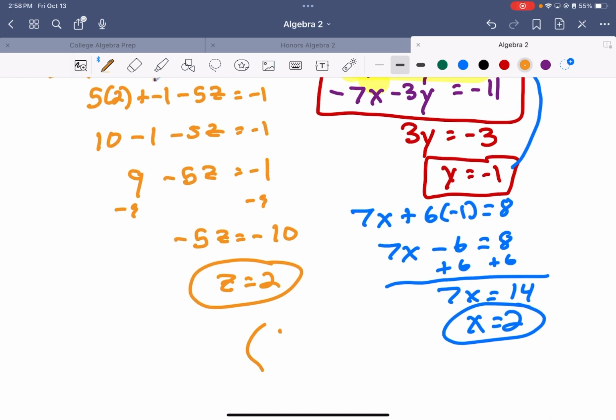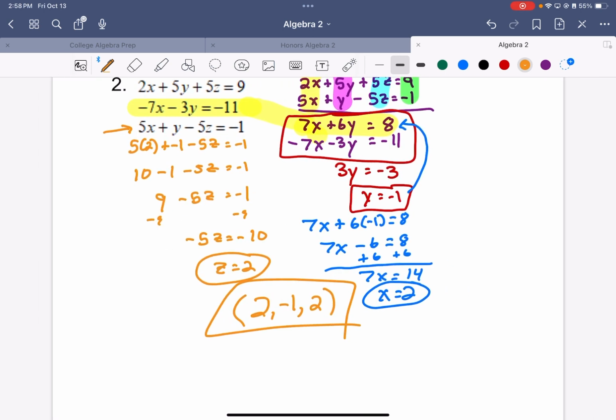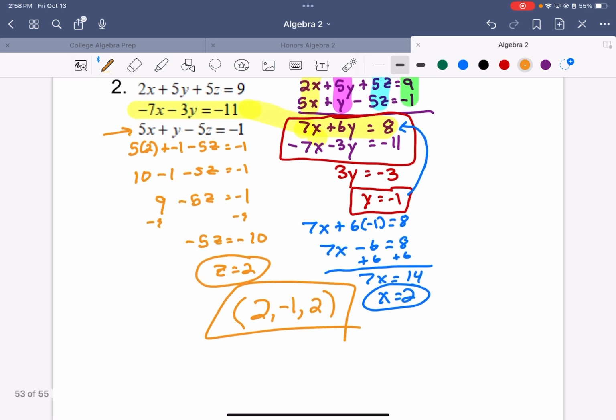We all know the alphabet. X is 2, y is -1, z is 2. That's our solution. And the nice thing about these is you can always check them to see if you're right. If we plug that into that top one, 2, 4, yep. 4 minus 5 plus 10 is 9. So it works. That's your solution.